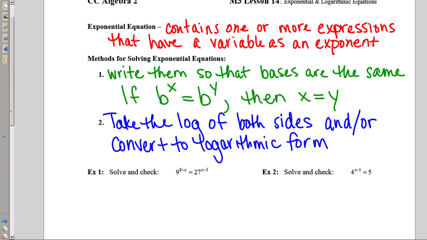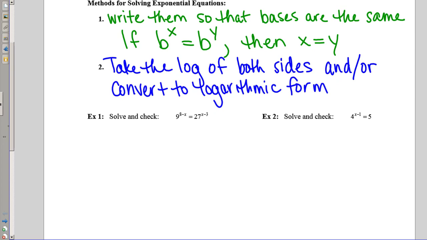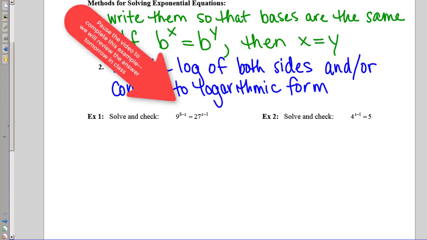So a lot of what we've been doing with practicing to convert between exponential form and logarithmic form will become useful here. Okay, so I'm confident that you can do example 1, and I'll ask you to go ahead and try that example. We'll talk about the answers tomorrow during class.